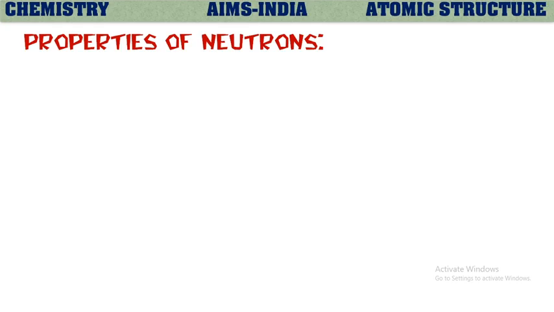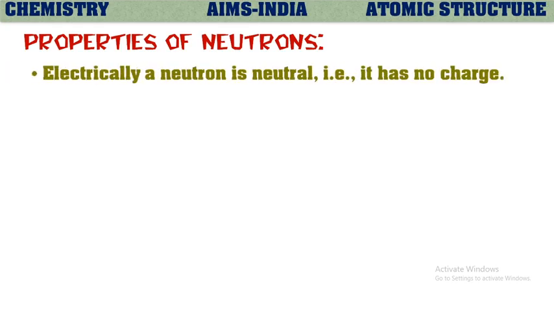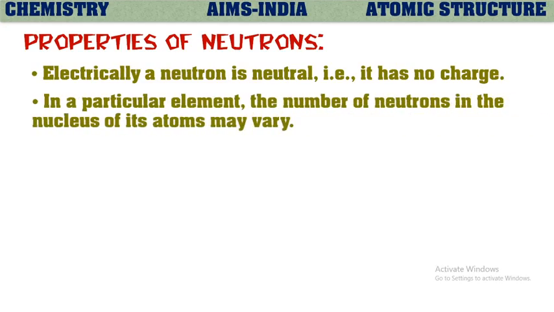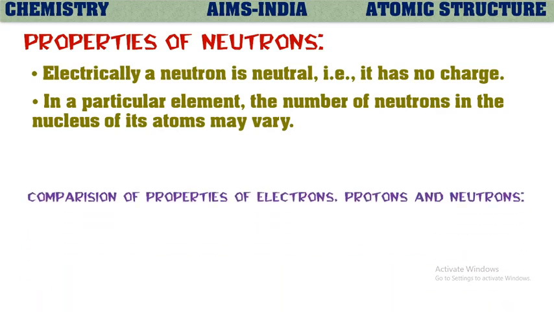Now let us see the properties of these neutrons. Electrically, a neutron is neutral. That means it has no charge. In a particular element, the number of neutrons in the nucleus of its atoms may vary. That means atoms of the same element may also have different numbers of neutrons in their nuclei.